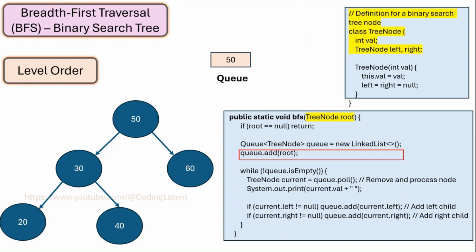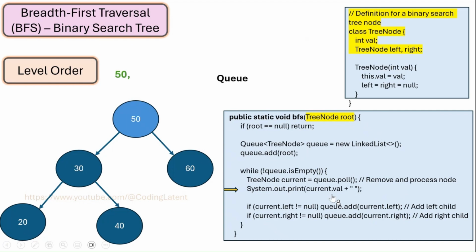So we added 50 to the queue and it will go to this while loop as long as there is some node to be traversed. It means that there is some node in the queue to traverse. So we'll continue this while loop. We'll basically remove the node from the queue, first come, first out, which is the current. Current is now 50. We will print that 50. Level 0 we are printing first.